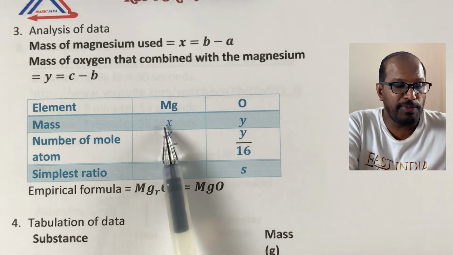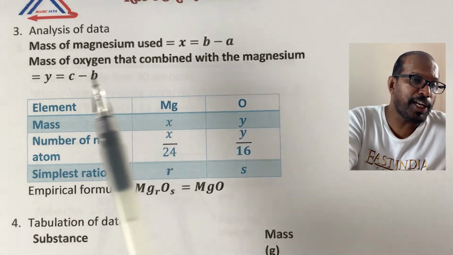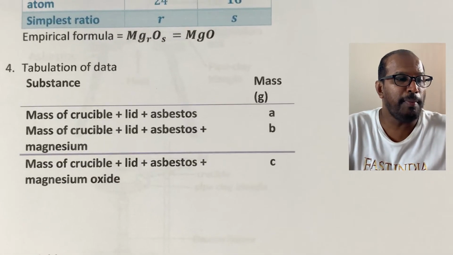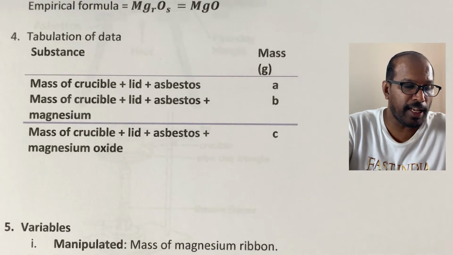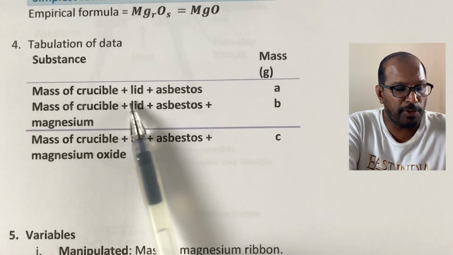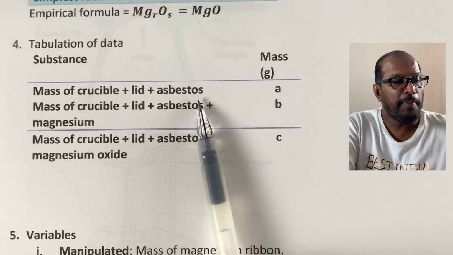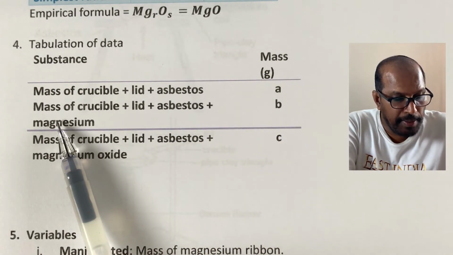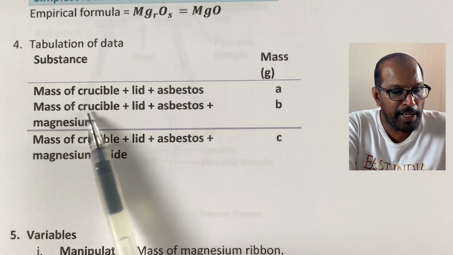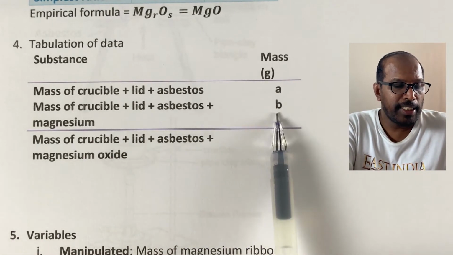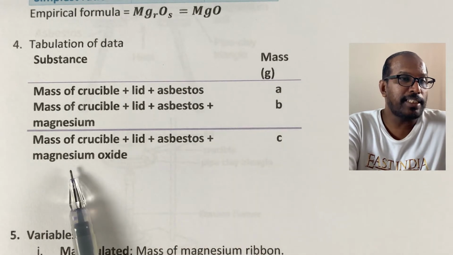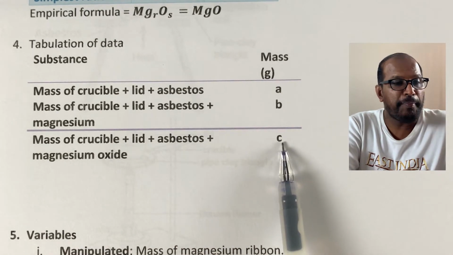Now, to obtain the values of X and Y, for me to carry out the analysis of data, I'm going into the tabulation. What is the requirement inside the tabulation data? That means I must measure the mass of the crucible, lid, and asbestos, and we'll get the answer, 8 gram, let's say. Magnesium plus the mass of the crucible, lid, and asbestos gives you 3 gram after the reaction with the oxygen completely.